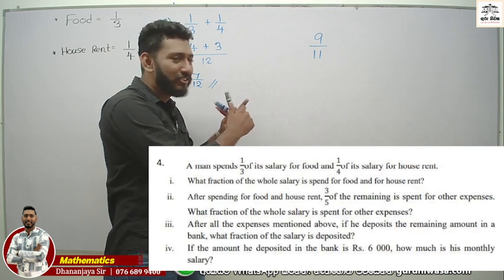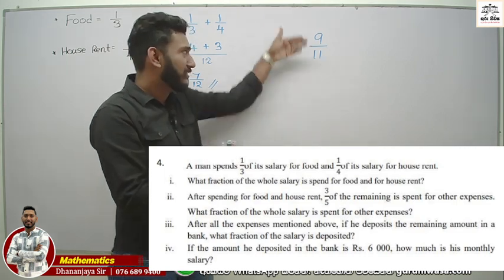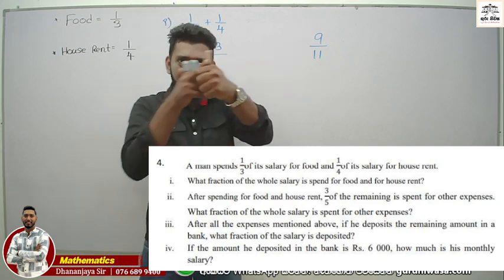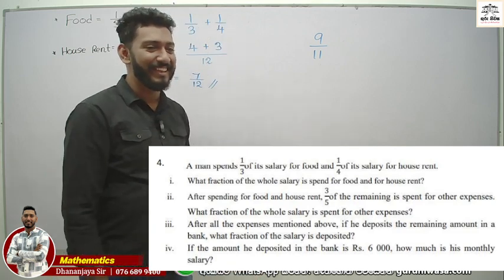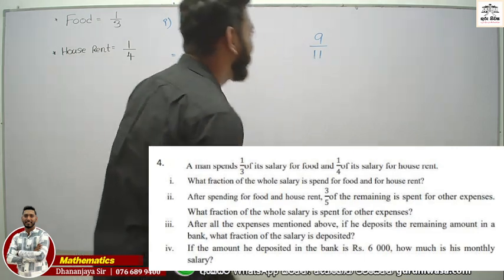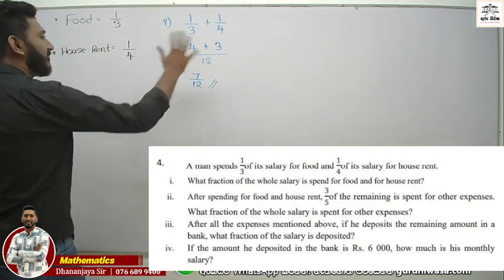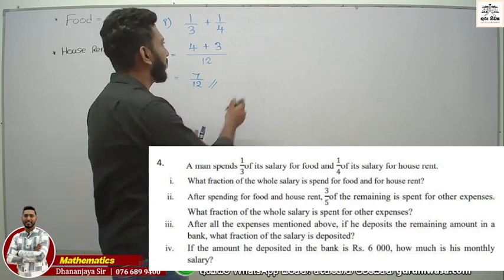2/11. Yeah. This is a 9/11. Therefore, the remaining portion from 9 to 11 is just 2. Yeah, good. Right. Then this is the answer for the first question. Now, second question.